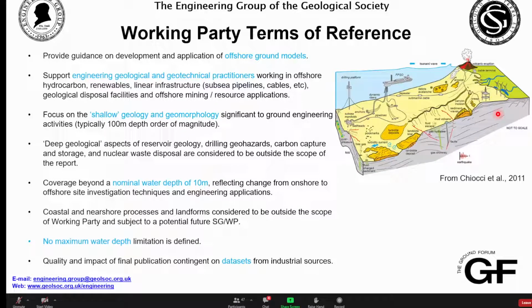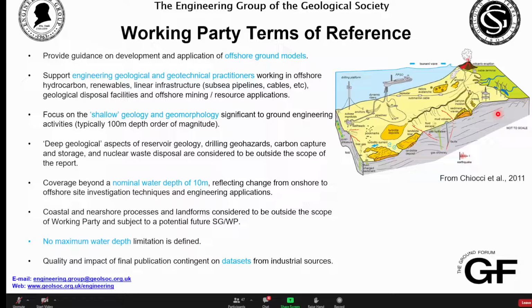So what are we aiming to achieve? Essentially developing the high-level business case. What are the objectives of the working party? So essentially what we're looking to do is to develop best practice guidance on development and application of offshore ground models for a range of engineering, geological and geotechnical practitioners.